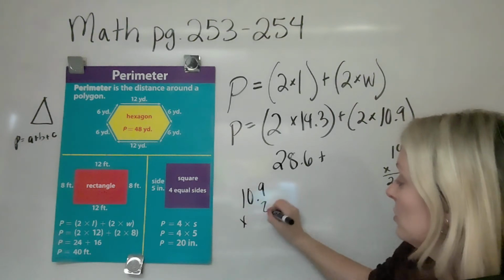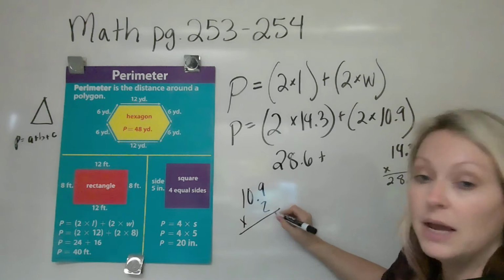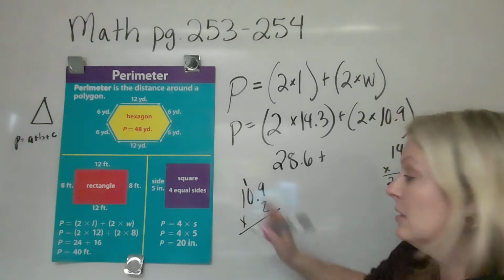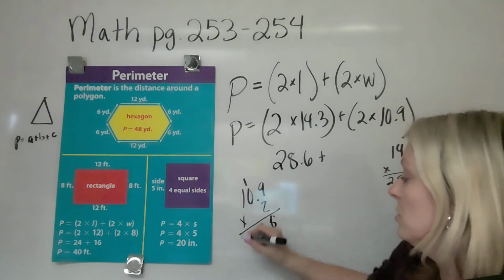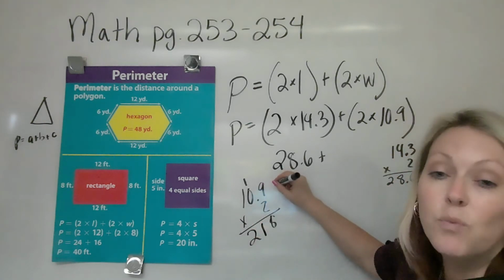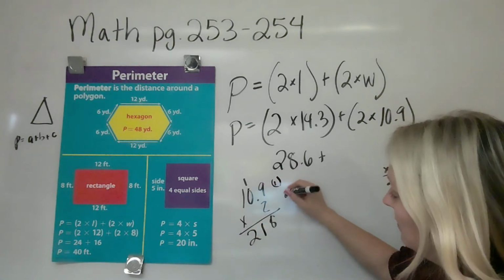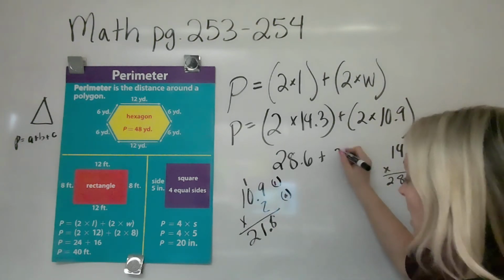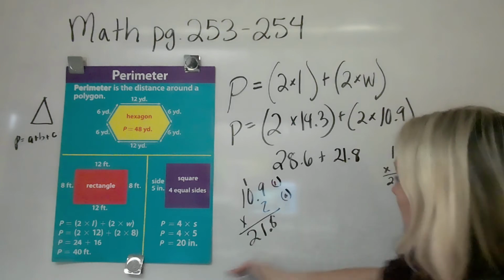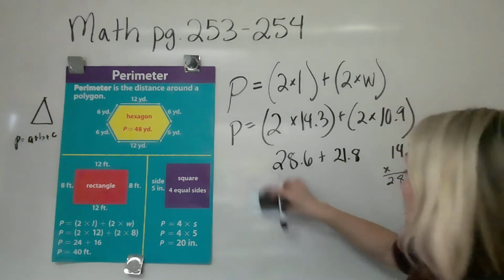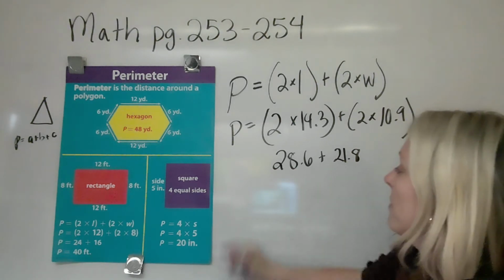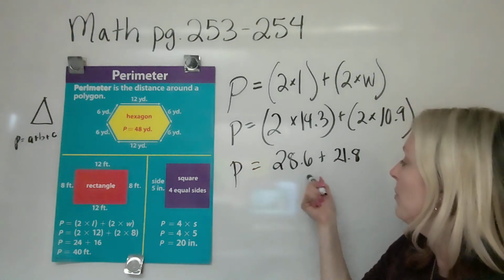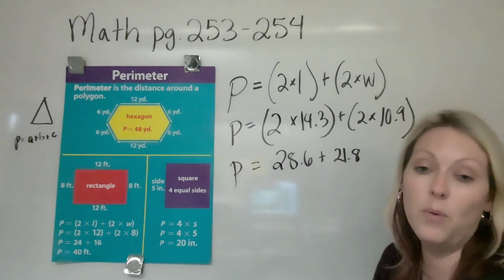10.9 times 2. 2 times 9 is 18. 2 times 0 is 0, plus 1 is 1, and 2 times 1 is 2. I have 1 decimal place here, and 0 here, remember? So I'm going to move it over 1, so I have 21.8. I'm going to go ahead and erase this so you guys can see that nice and clear. P equals the length, 28.6 plus the 21.8.